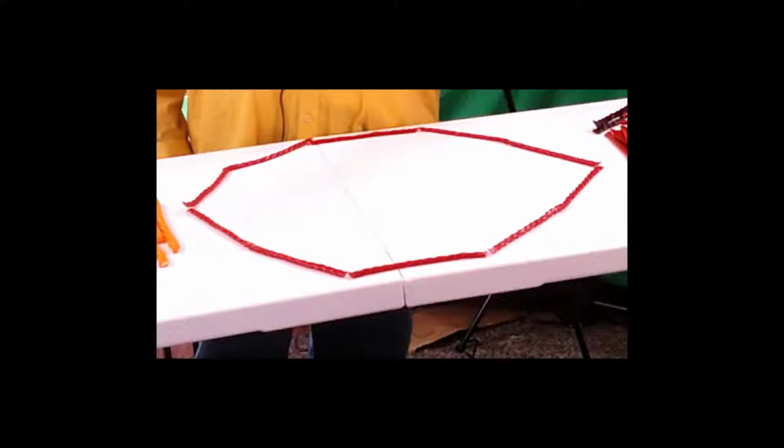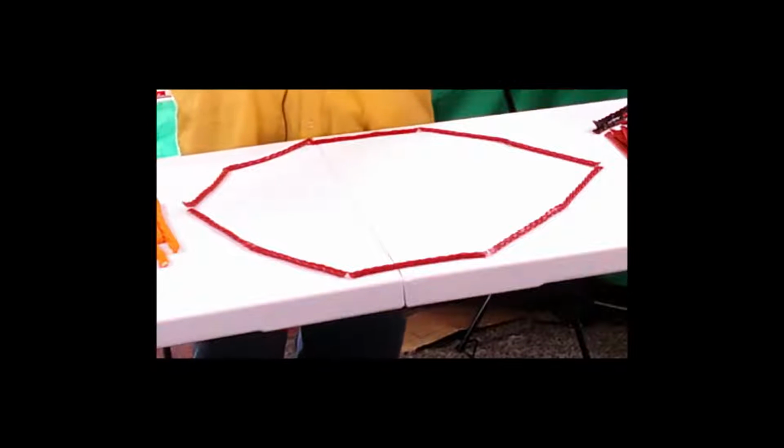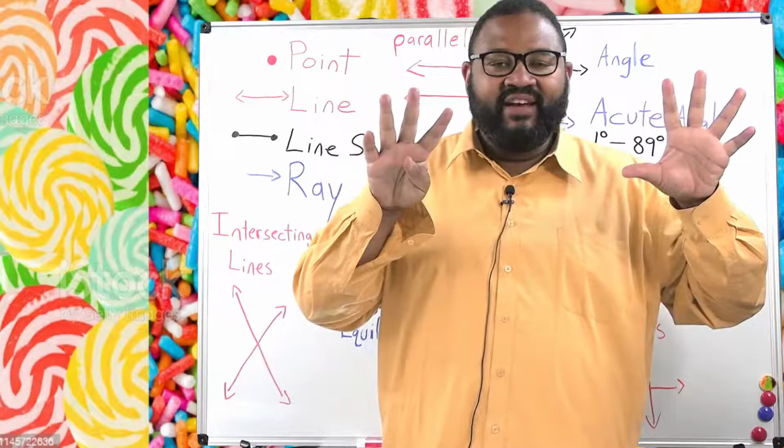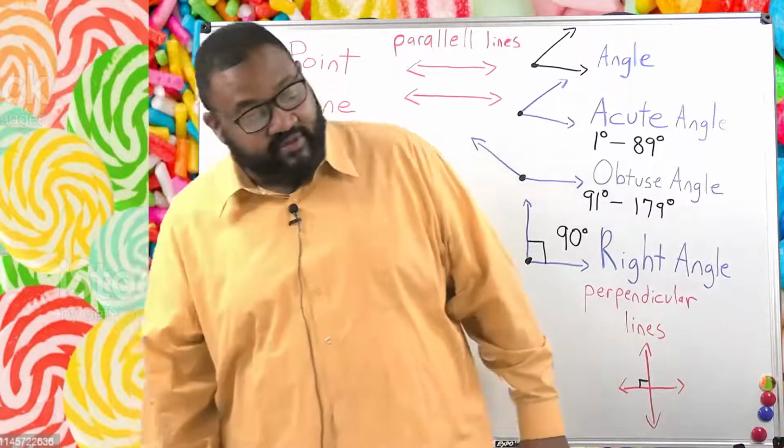3-sided figure, triangle. 4-sided figure, quadrilateral. 5-sided figure, pentagon. 6-sided figure, hexagon. 7-sided figure, heptagon. Hep, gotta push that P, heptagon. 8 is that dude in the ocean, the octopus. So that's 8 sides, your octagon. 9 sides will be your nonagon. And 10 would be your decagon. Woo! And I'm going to stop right there.